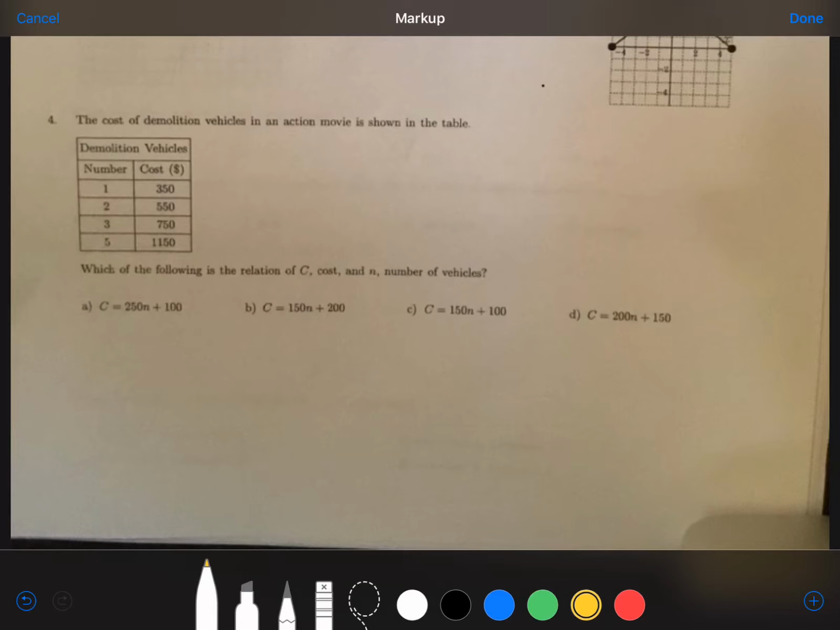Number 4 says the cost of demolition vehicles in an action movie is shown in the table below. Which of the following is a relation of C, the cost, and N, the number of vehicles? So in this problem, I want you to highlight the word relation. Even though we've used relation differently in the past, on this one, if you look at the answer choices, we can kind of see that they want us to write an equation. That's what we're going to be doing on this, just by looking at the answer choices.